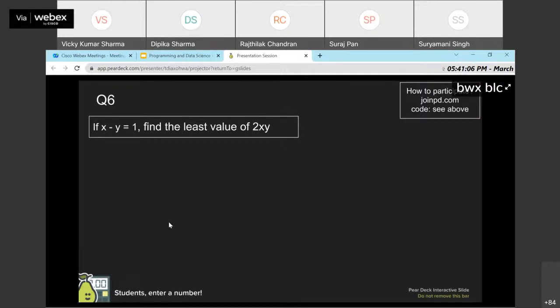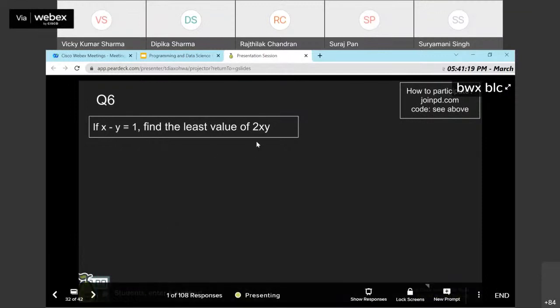But anyhow, you can just give a practice to this. If you can learn, it's good. It's always good, right? So here you have been given: if x minus y is equal to 1, find the least value of 2xy. Take 2 minutes, maybe 2 minutes is more, but still take 2 minutes and solve this.